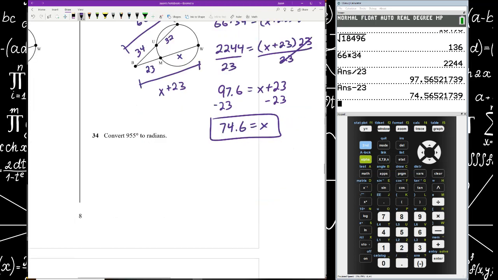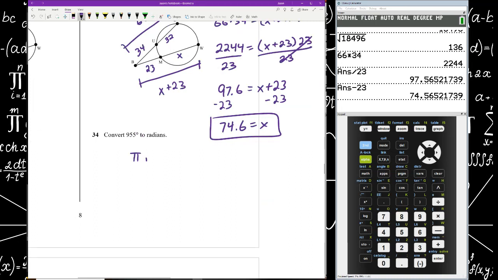Number 34, we're converting from degrees to radians. So the rule on this one is pi radians equals 180 degrees. Now, when we are doing any type of conversion, the rule of conversion is you multiply by the new over the old. If you know a value for the old one and the value for how it relates to the new thing, you can just do this no matter what.